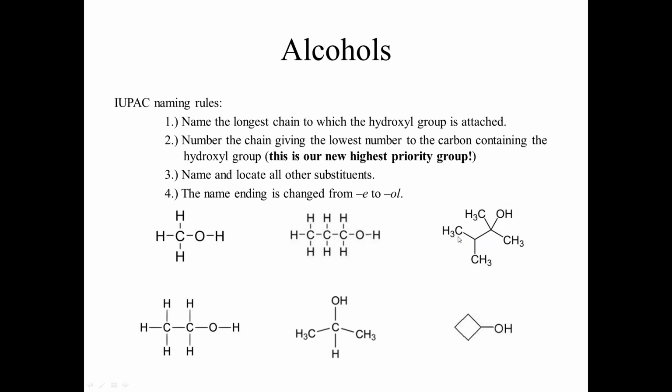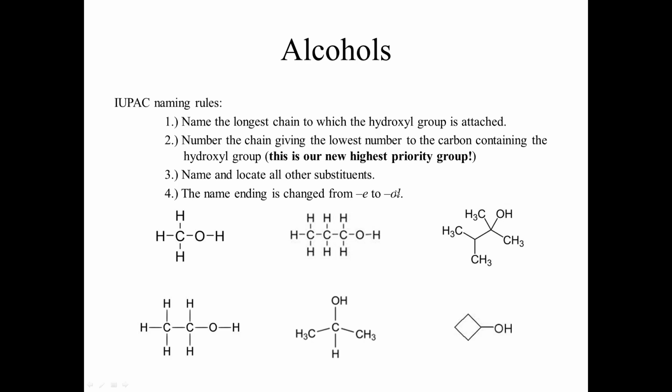I could have gone to here as 4. I could have started here as 1. But as long as you get 4, giving this one the lower number. So 1, 2, 3, 4. So I included this one. I have some substituents that are not accounted for in that name. So 1, 2, 3, 4 would be called a butane.